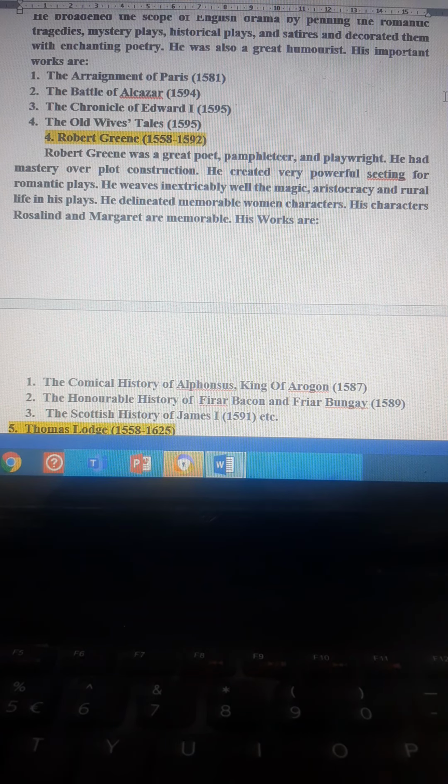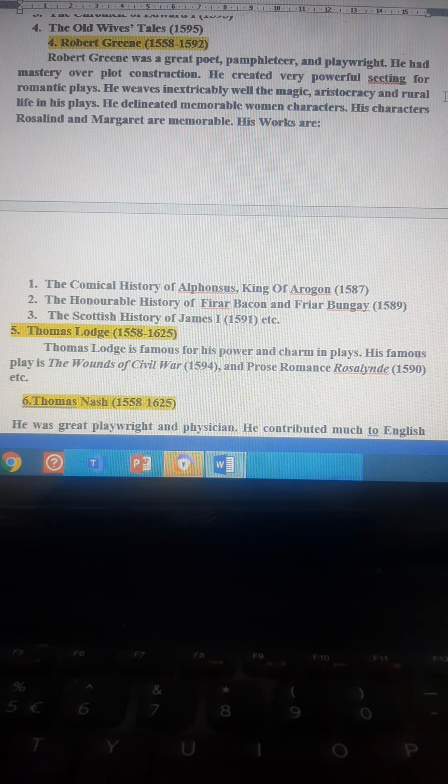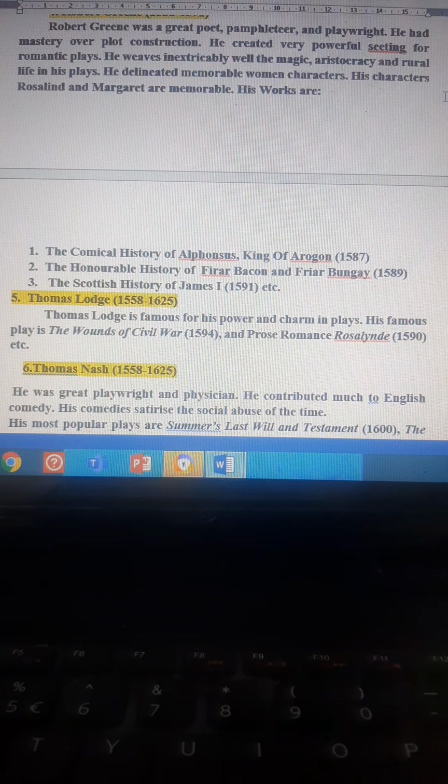Next is Robert Greene. He was born in 1558 and died in 1592. Robert Greene was a great poet, pamphleteer, and playwright. He had mastery over plot construction. He created very powerful settings for romantic plays. He weaves inextricably well the magic, aristocracy, and rural life in his plays. He delineated memorable woman characters like Rosalind and Margaret, and William Shakespeare's Rosalind of As You Like It is modeled after this character.